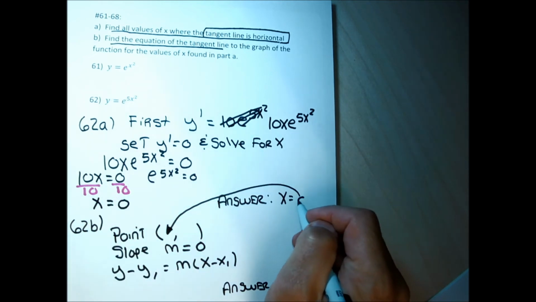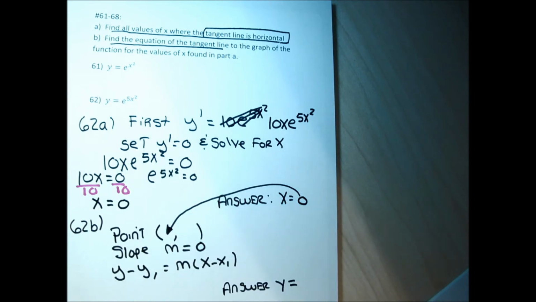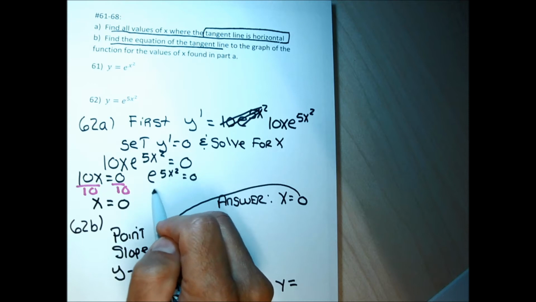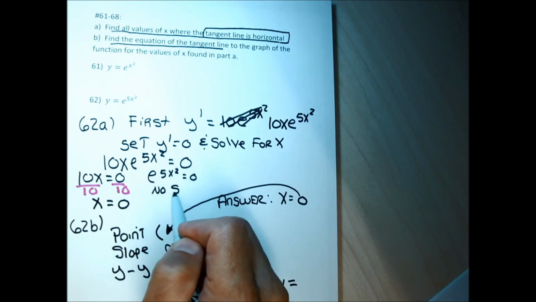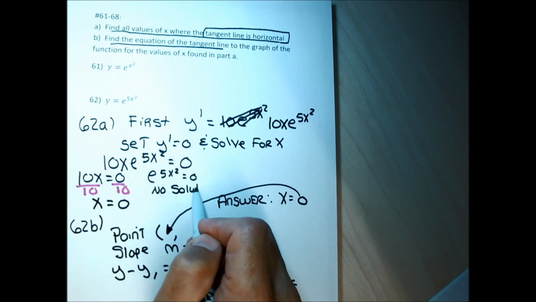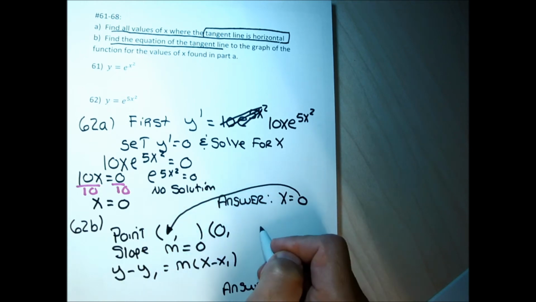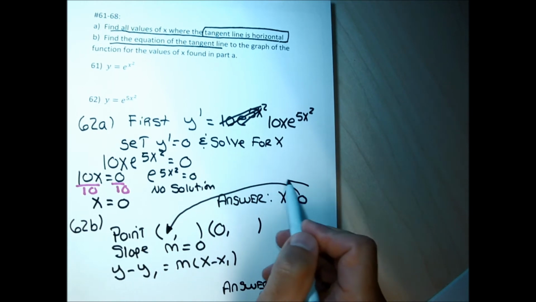So that's one of the answers to 62a. It's actually the only answer, because the second part is what I talked about at the beginning: e to any power can never be equal to 0. So I'm done with part A.